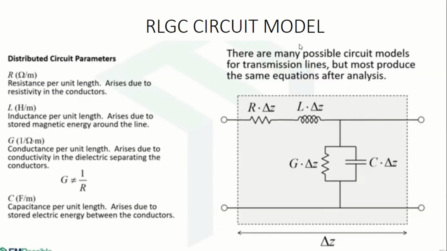So the RLGC circuit model is a basic representation where R defines the resistance per unit length, due to the resistivity of the conductors, whereas inductance is defined in terms of the energy stored in the magnetic field. G is the conductance, it is not equal to 1 by R. This and this are not inverse cases. This is very, very important. Rather, it is conductance per unit length. And C is the capacitance per unit length, which is due to the stored electrical energy between the conductors. As we know, a capacitor stores electrical energy and an inductor stores magnetic energy. This is the representation of the circuit model.